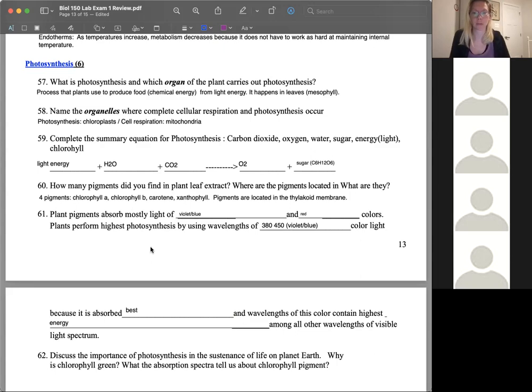So does plant pigment absorb all colors? No, it does not. The plant pigments really only absorb the violet blue end of the spectrum and the red end of the spectrum. And the middle portion where you have green and yellow does not get absorbed at all. It gets reflected, and that's why we see leaves as green most of the time.